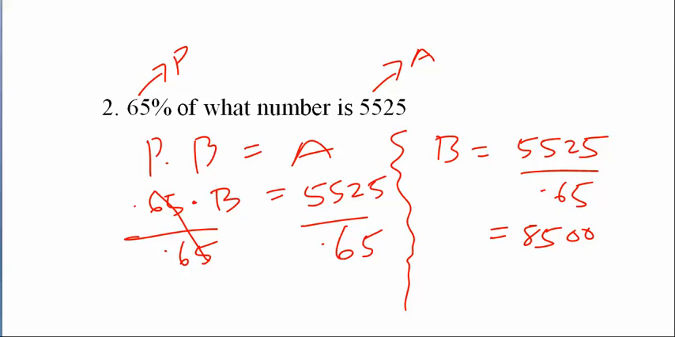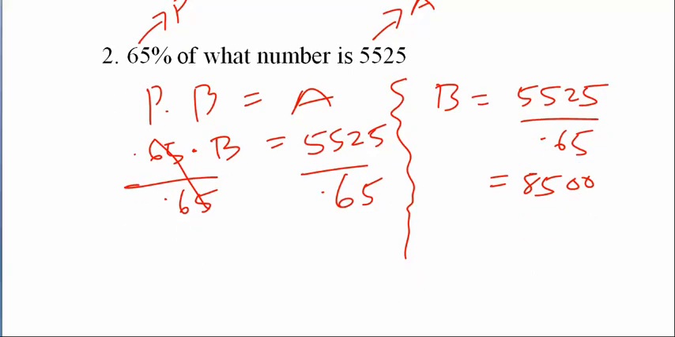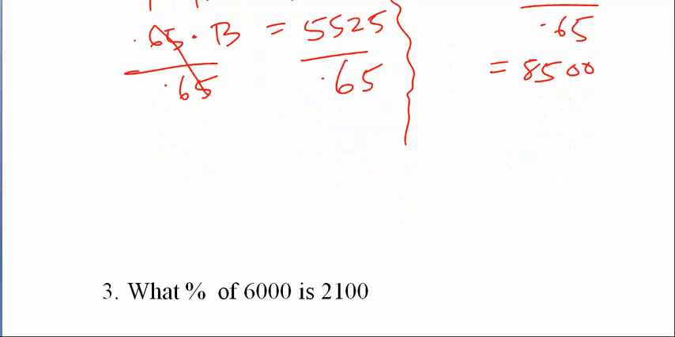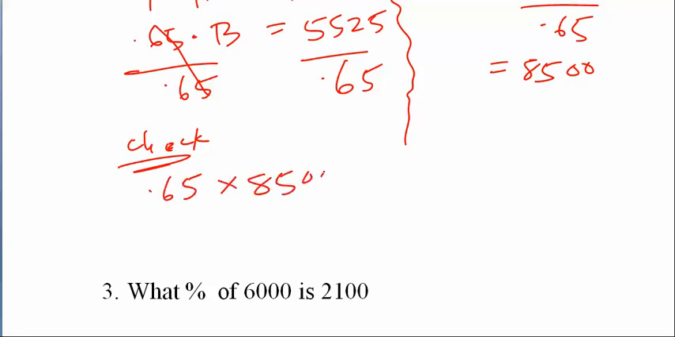So we could do a check to determine, is that true? Is 65% of 8,500 equal to 5525? That's our check. Let's do the check. So 0.65 times 8,500 must equal, or should equal, 5525 if our calculations are correct.